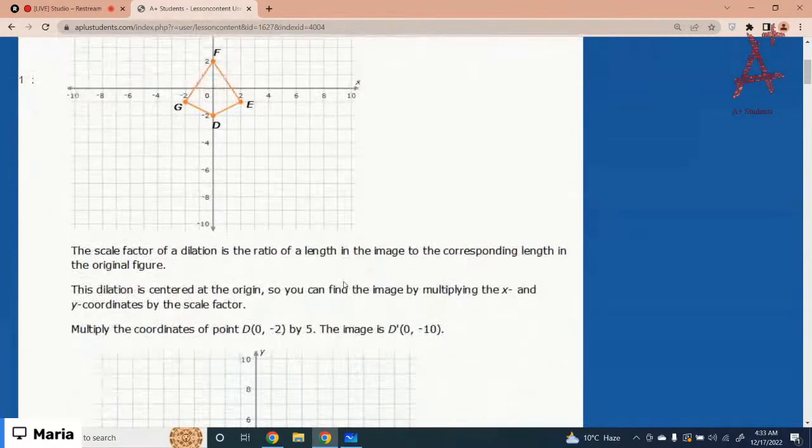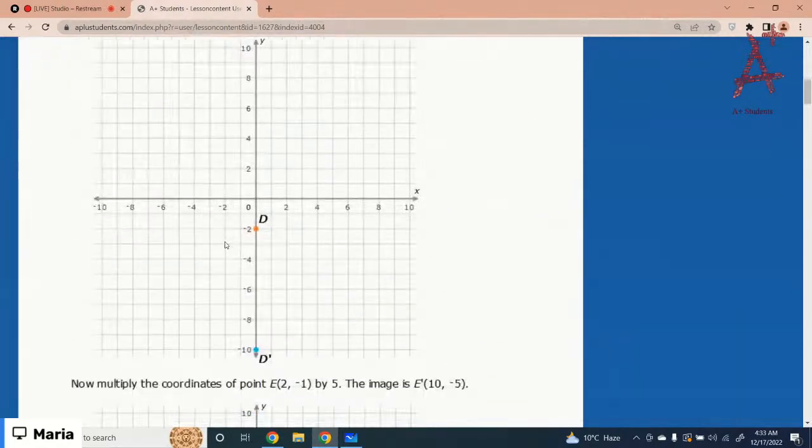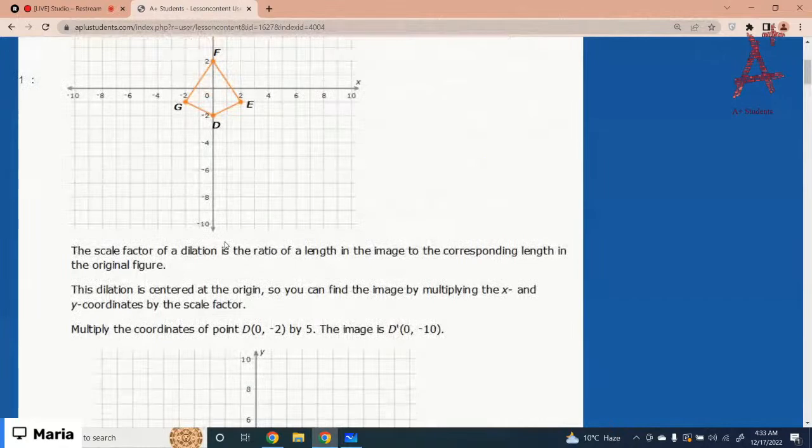Okay, the scale factor of a dilation is the ratio of length in the image to the corresponding length in the original figure. Got it? The dilation is centered at the origin, so find the image by multiplying the x and y coordinates by the scale factor. You have to multiply all the x and y coordinates by the factor 5. Got it?